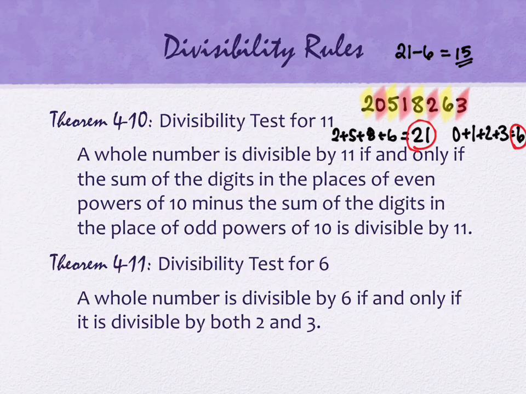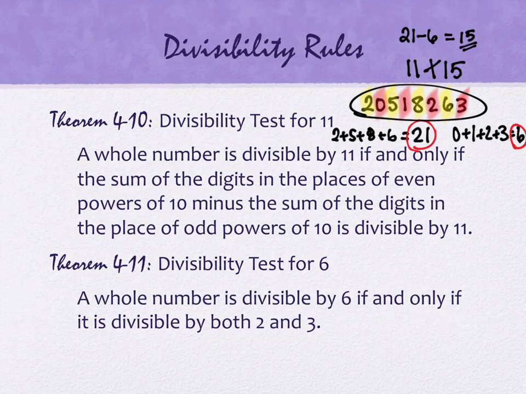So this is the notation. I'm going to write it underneath. 11 does not divide 15. That's how we read that. And what that means is that this number itself is also not going to be divisible by 11.